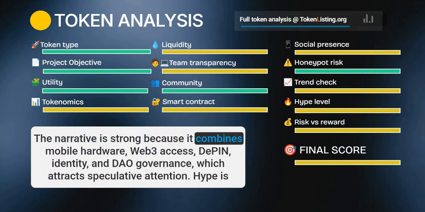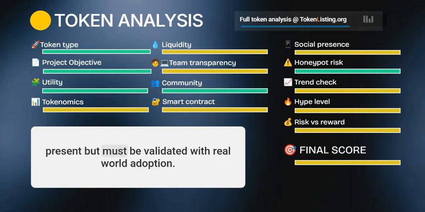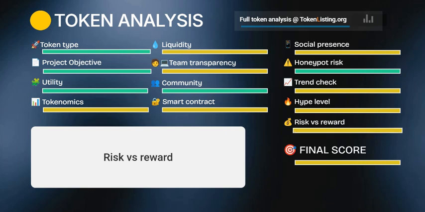Hype level. The narrative is strong because it combines mobile hardware, Web 3 access, DePIN identity, and DAO governance, which attracts speculative attention. Hype is present but must be validated with real-world adoption.